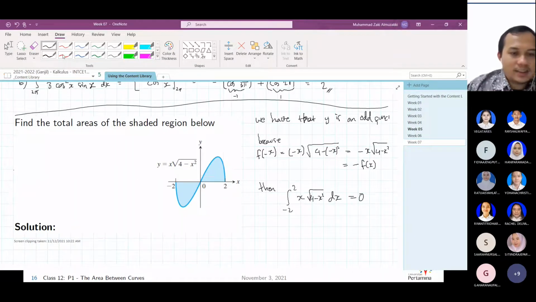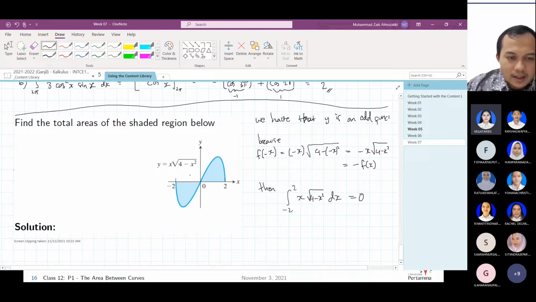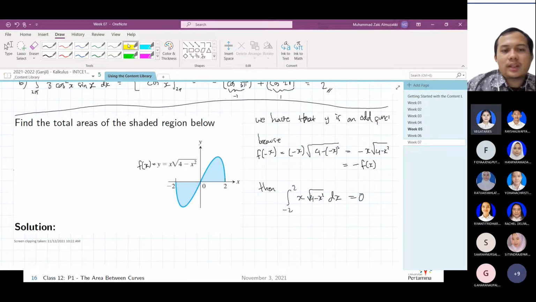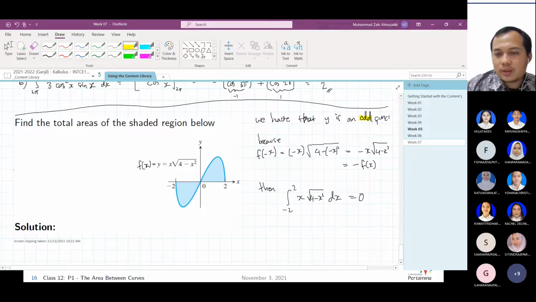Okay. Here we have that f of x equals y equals x times square root of 4 minus x squared. And we want to check whether the function is odd or even.